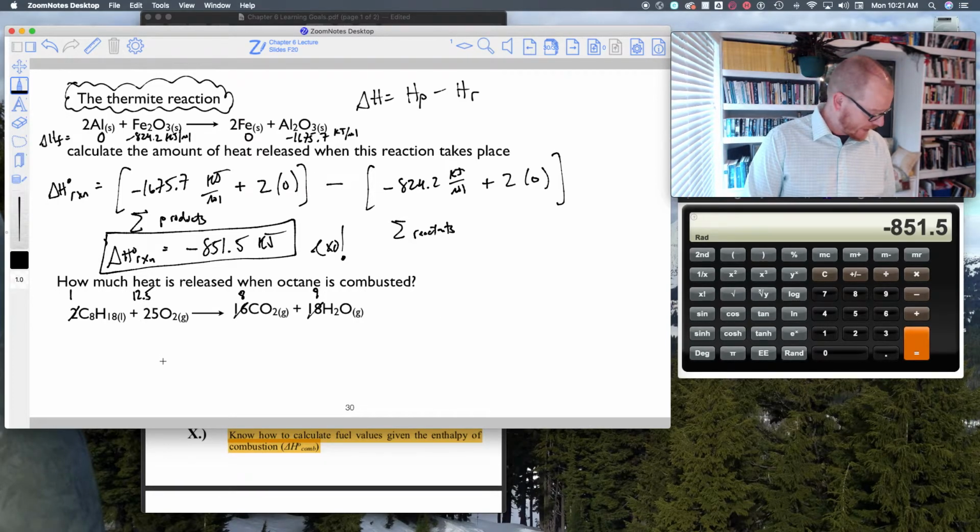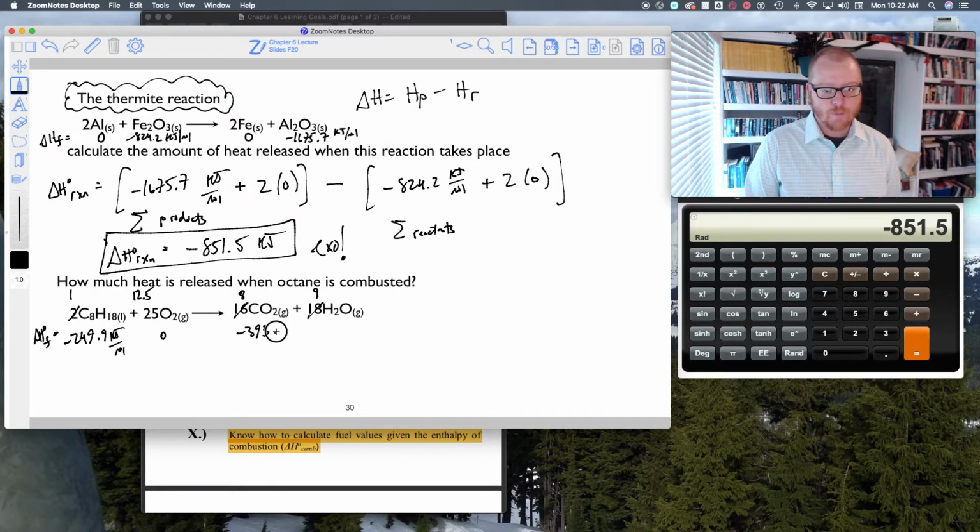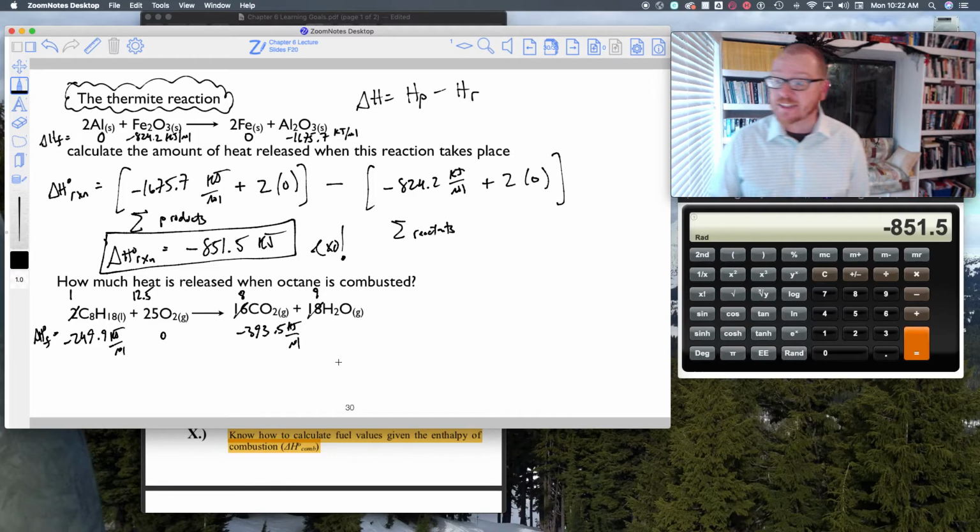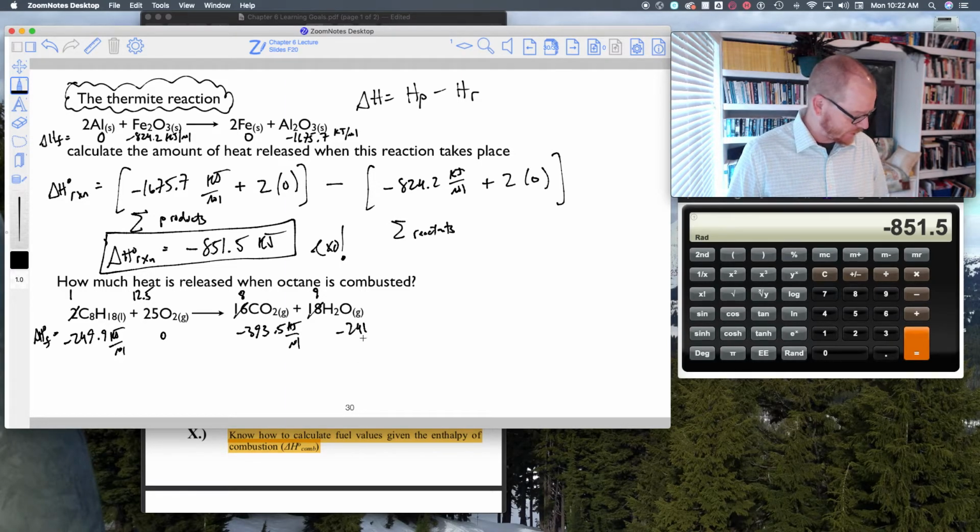Okay, and so once again I collected all these values for you. So the octane is negative 249.9 kilojoules per mole for its enthalpy of formation. Of course, the oxygen we know is 0. The carbon dioxide is negative 393.5 kilojoules per mole. And water as a gas, so when you go to look at that chart, you will see that water as a gas versus water as a liquid has a different value. So water as a gas, so steam, is negative 241.8 kilojoule per mole.